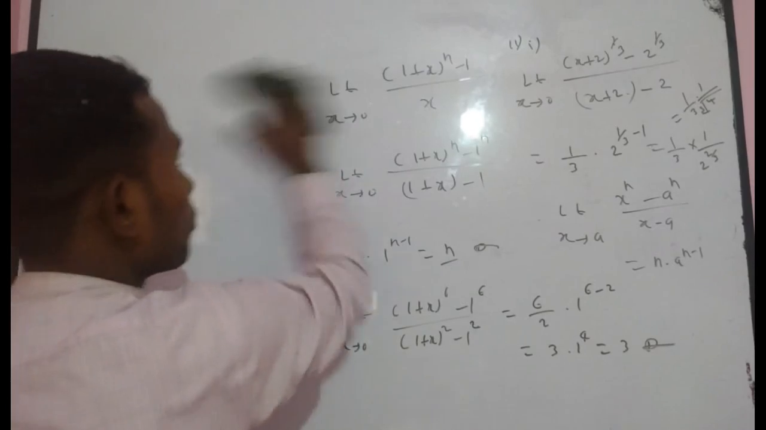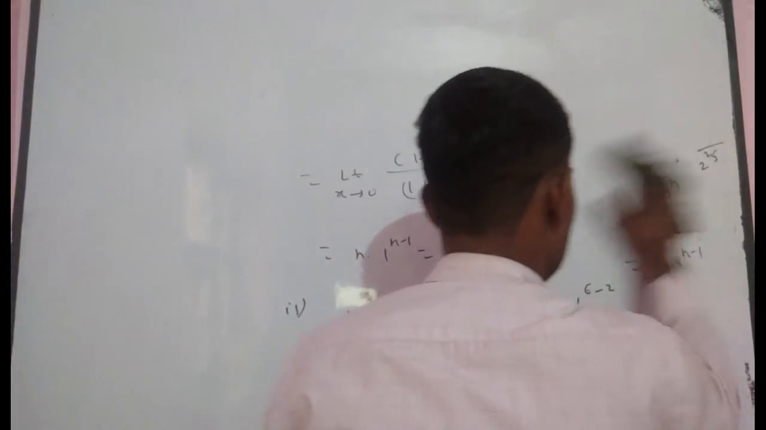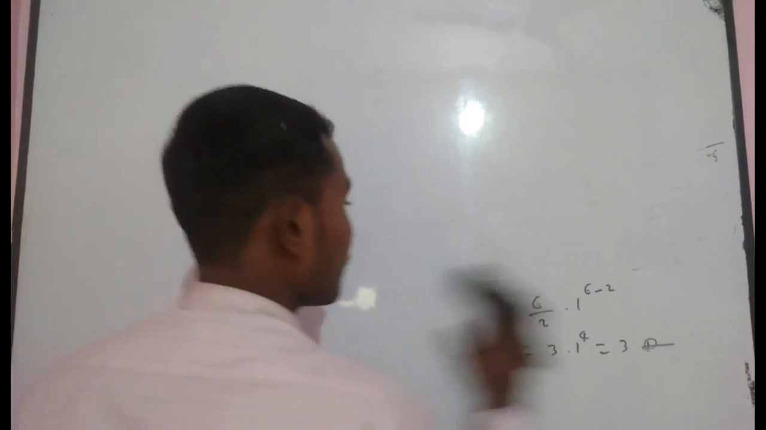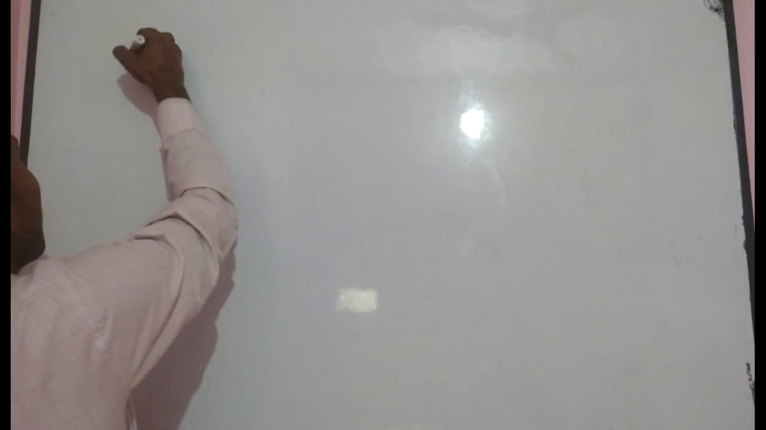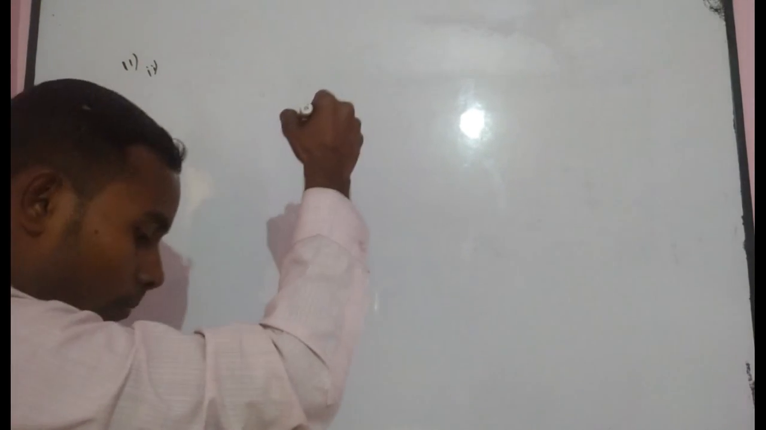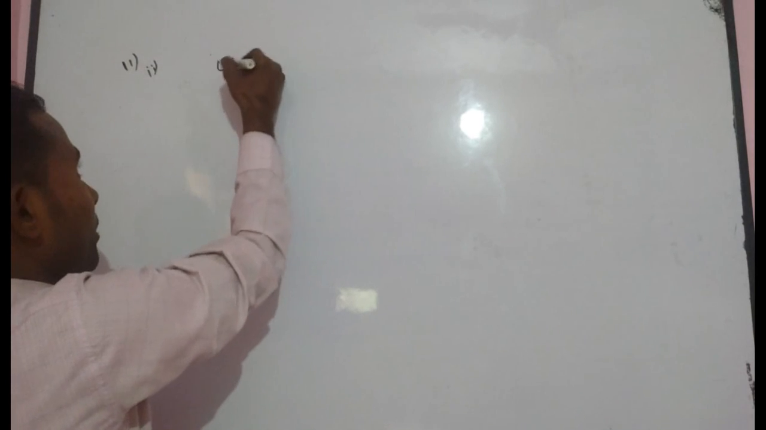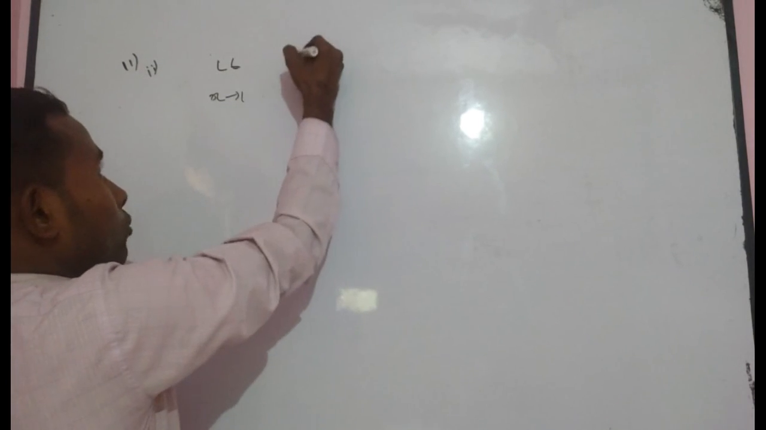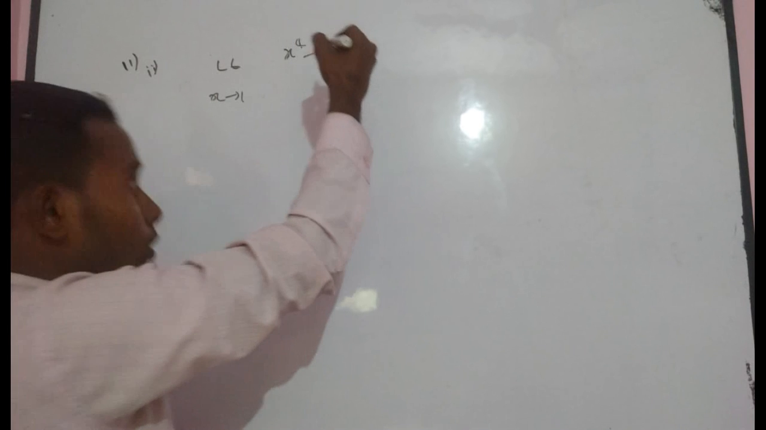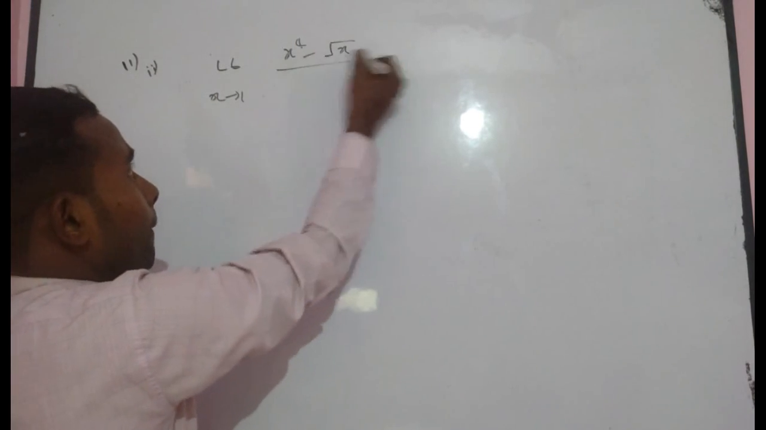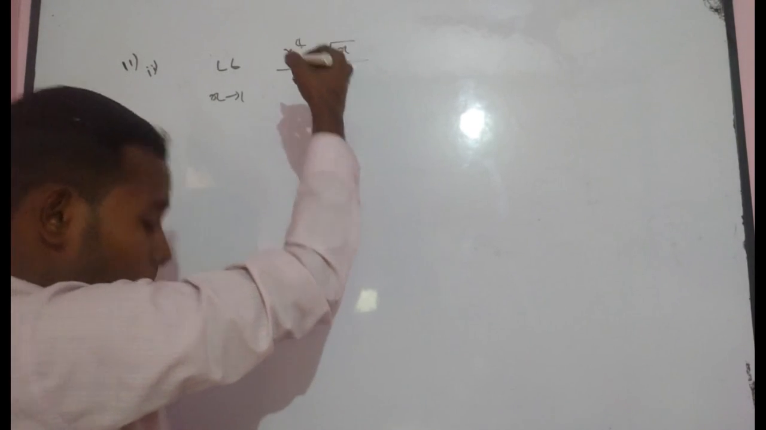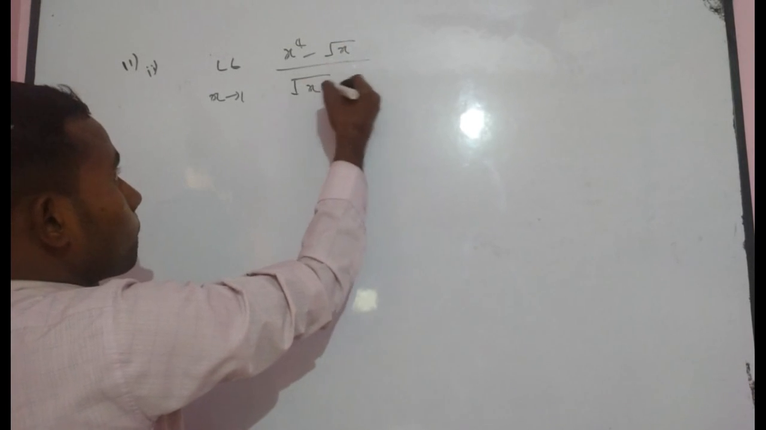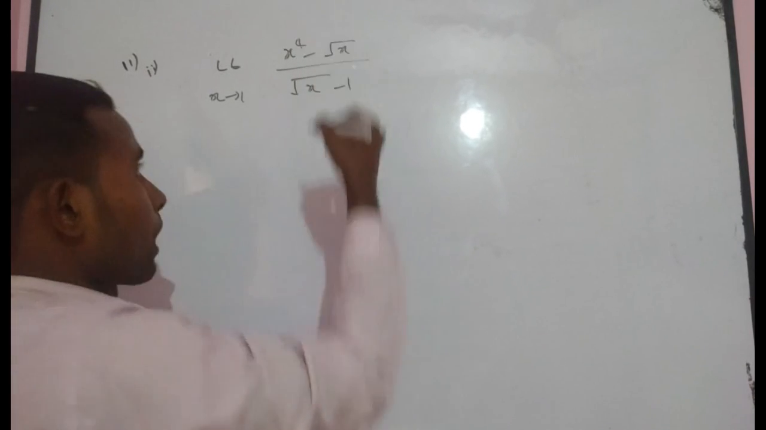Now I want to take, I think you understood example 11. Now we take 11 (2). In 11 (2), it is given that limit x tends to 1, x to the power 4 minus root under x, divided by root x minus 1. How can you solve it?